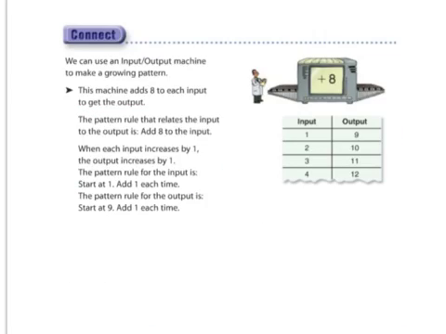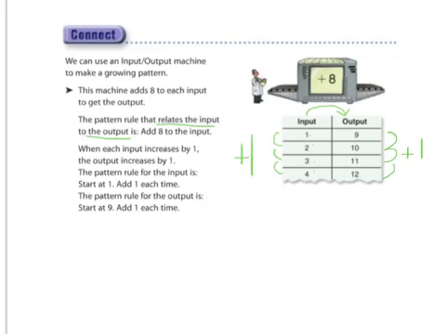All right, for example, here we have another input-output machine or another rule. In this case, we are asked to add 8 each time. The pattern rule here relates the input to the output. So what we do to the input gives us our new output. We notice that our input increases by 1. So our input to input rule would be plus 1 each time here. Whereas our output to output rule is also adding 1 each time.